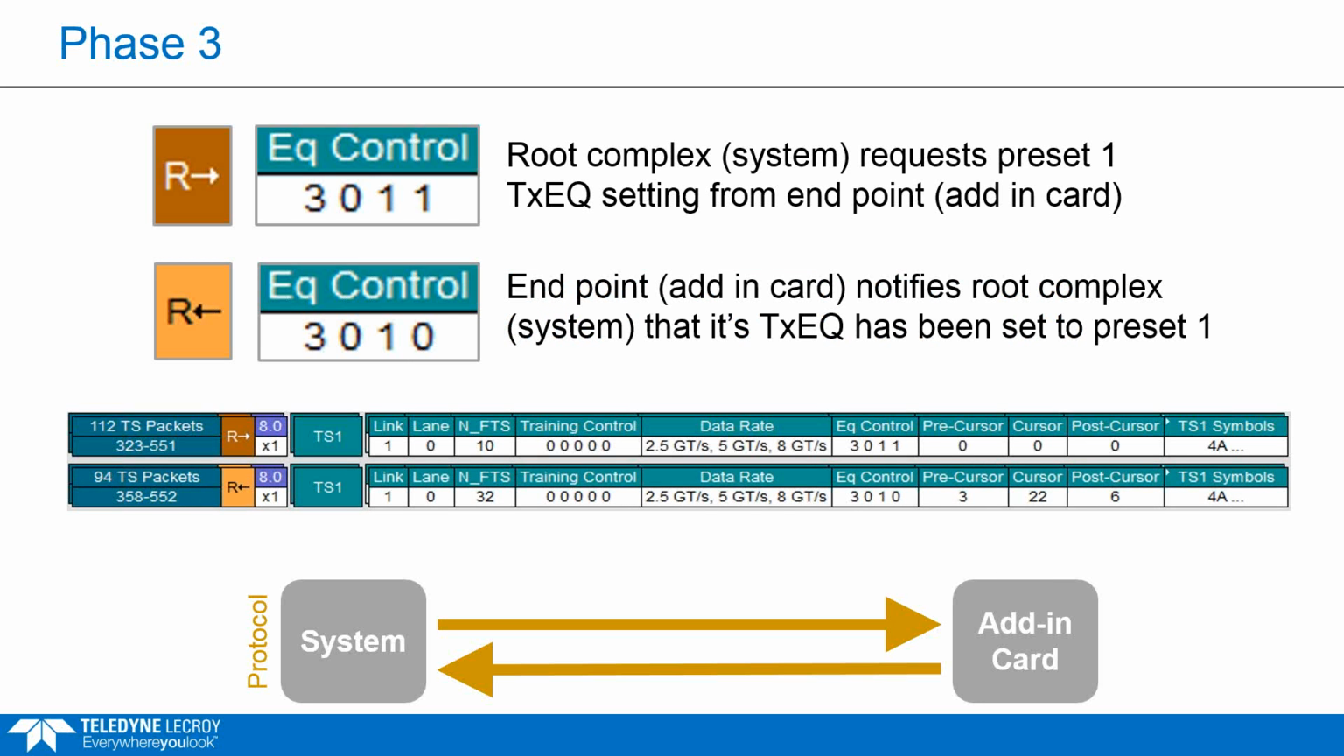In phase 3 then, we have the reverse, where now we have the system requesting different transmit equalization settings from the add-in card, and the system is tuning its own receiver. So we'll see the same kind of behavior, just backwards. We'll have the root complex for the system here requesting, in this case, it says use preset is yes, so requesting preset 1, and then we see some time later, the add-in card responds and says, okay, I have changed to preset 1. And this will go through a number of iterations, and then we'll exit out of the recovery equalization state.